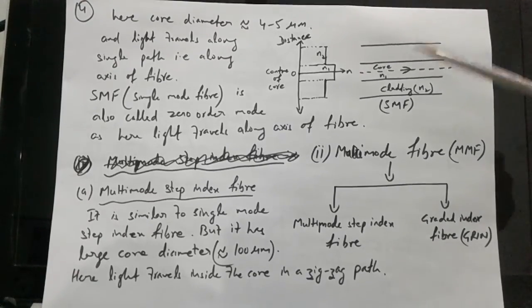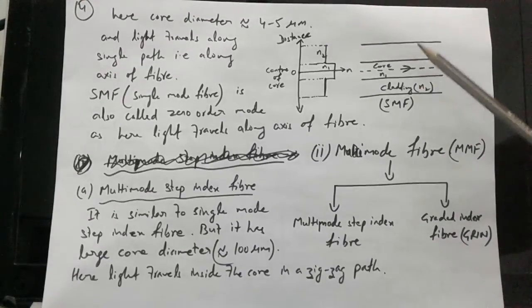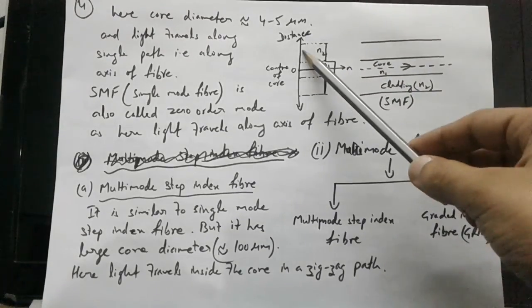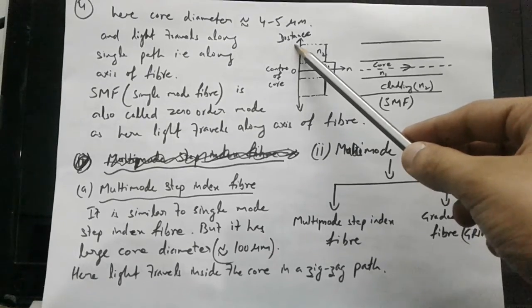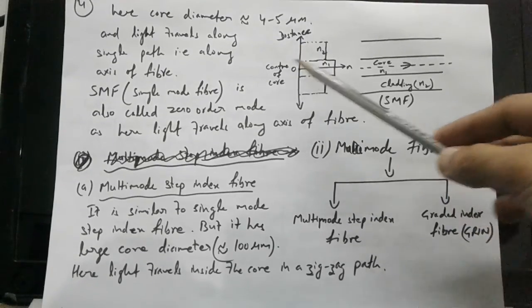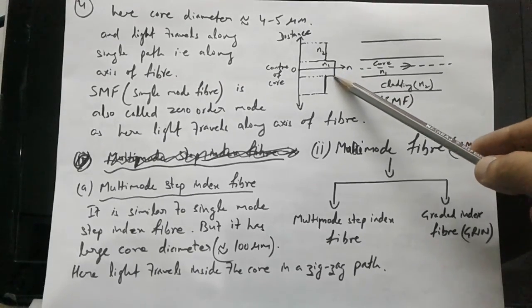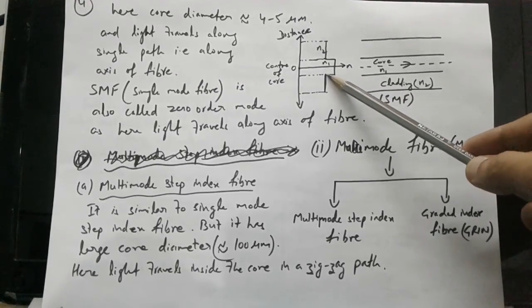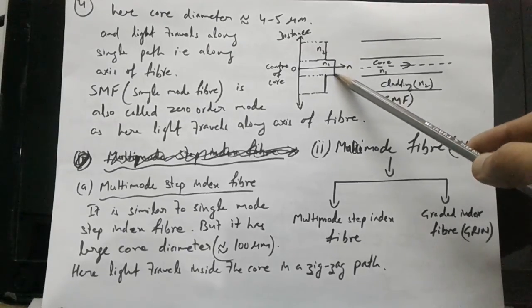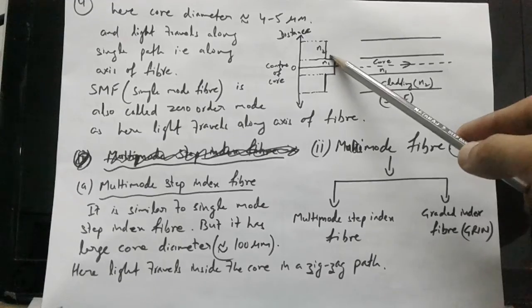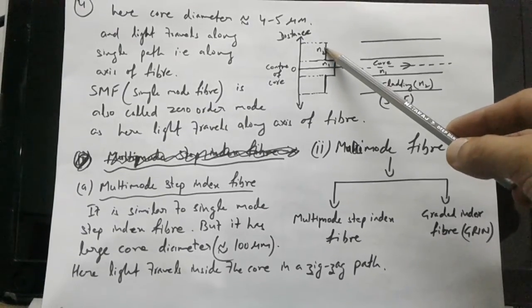Here you can see this is a single mode fiber. This is a graphical representation of distance and refractive index. You can see that the diameter of the core is small, whose refractive index is n1, and the refractive index of the cladding is n2.